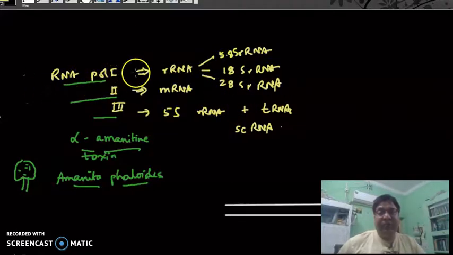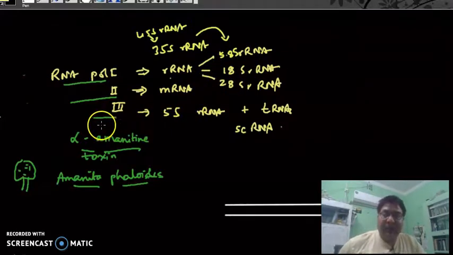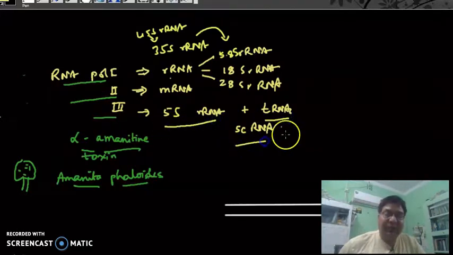RNA polymerase 1 actually synthesizes a 35S rRNA at a stretch, and that is later processed into these 3 types of RNAs. Before that, it is actually 45S rRNA. Then it is clipped to 35S, and then it forms these different types of RNA. RNA polymerase 3 transcribes the 5S rRNA as well as the tRNA and small cytoplasmic RNA. RNA polymerase 2 synthesizes mRNA, and it also synthesizes snRNA and snoRNAs.